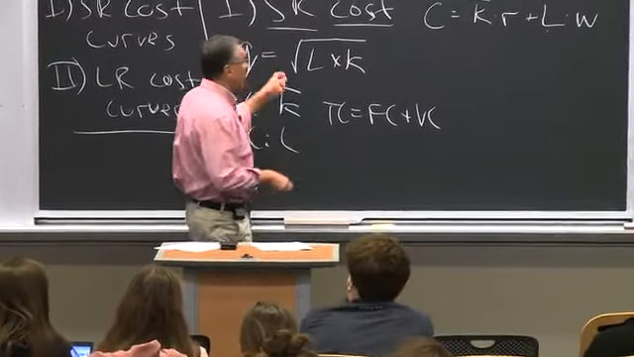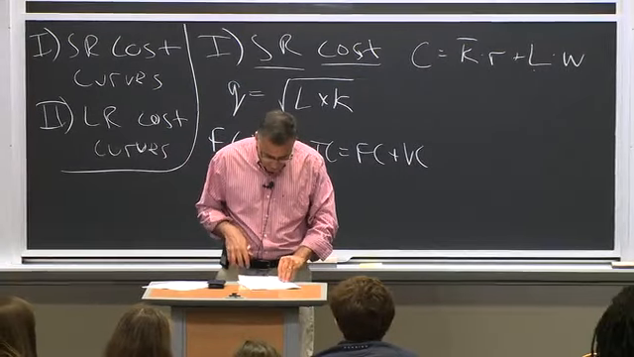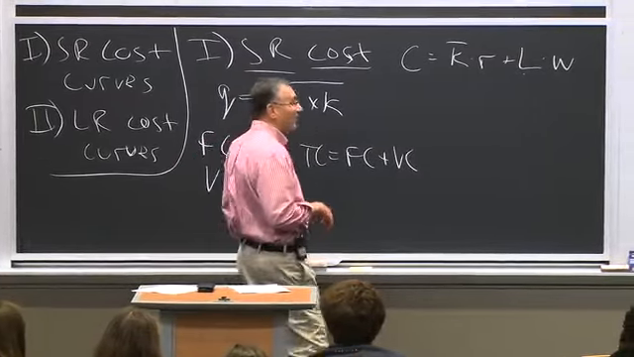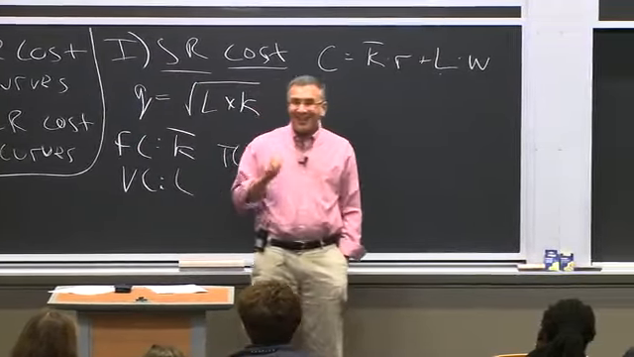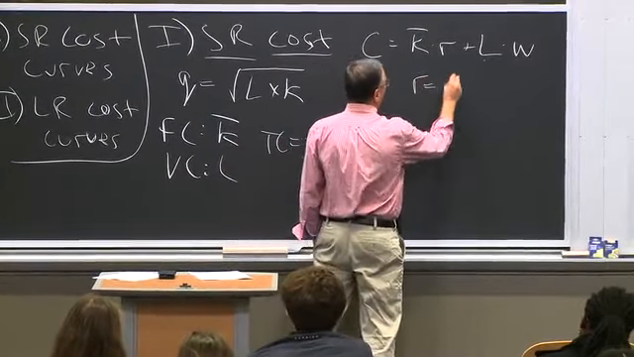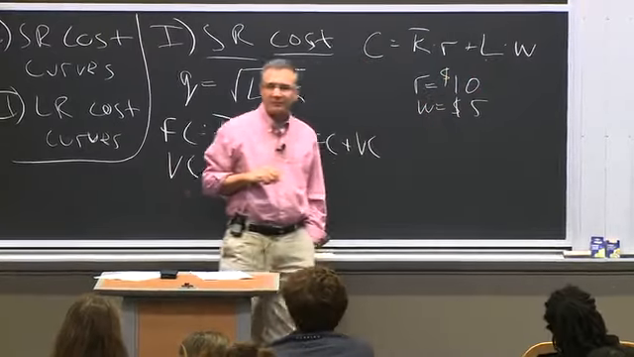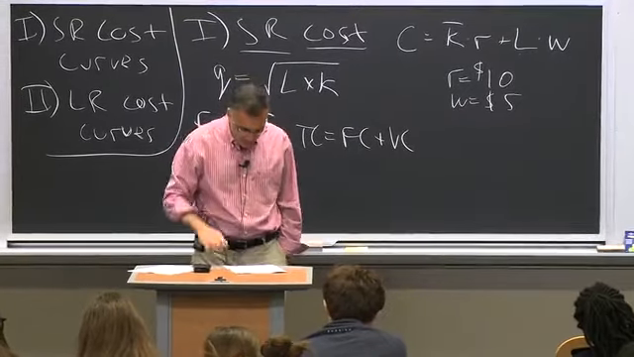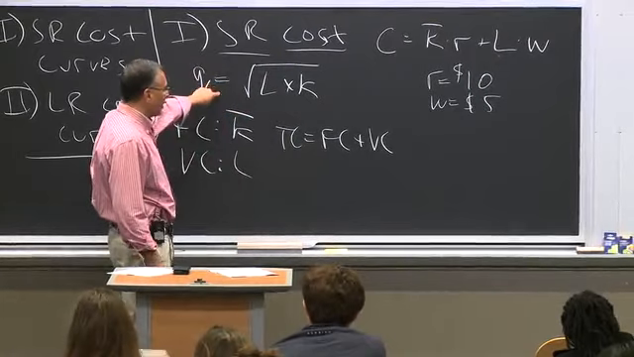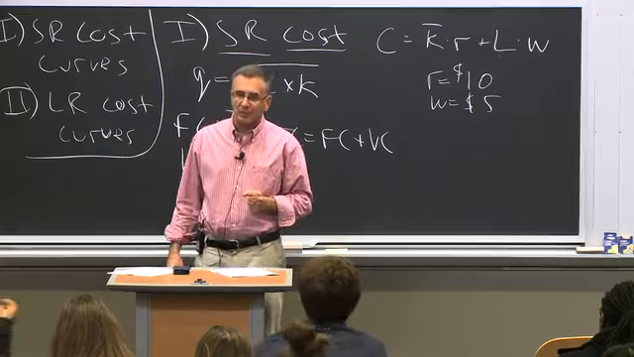Now, armed with our production function, let's also say, to make life easy, that the rental rate, R, is $10, and the wage rate, W, is going to be $5. Okay? Now, armed with a production function, if you simply have the production function and these two prices, you can derive the short-run cost function.